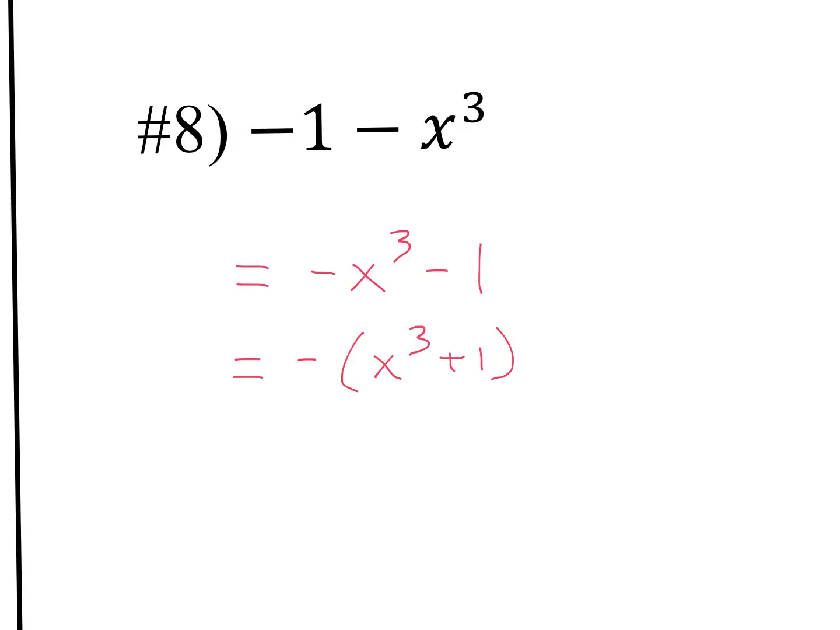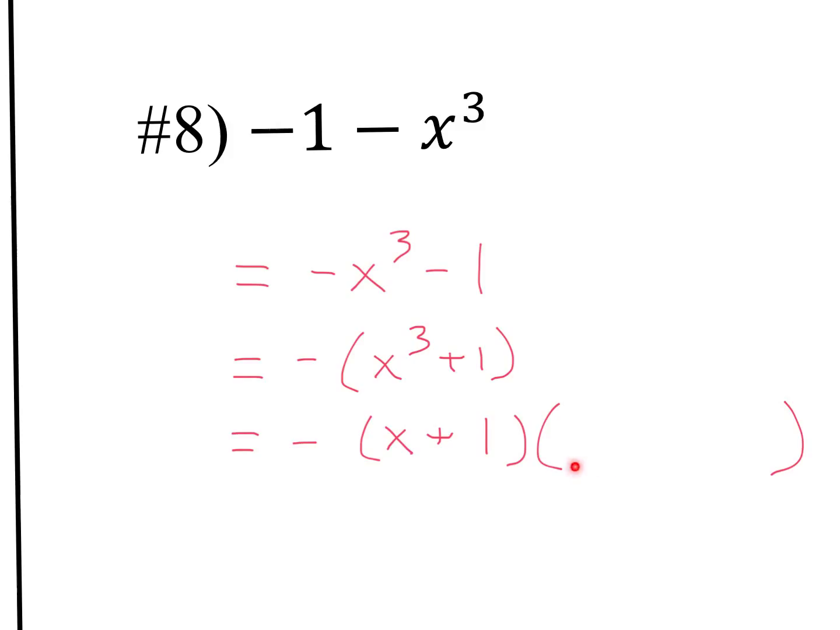Is this a difference or sum of two cubes? It's a sum of two cubes. X cubed is a perfect cube. 1 is a perfect cube. For sum of two cubes, you have a binomial times a trinomial. And for the binomial, you put the cube root of the first term here, which is x, and the cube root of 1, which is 1.